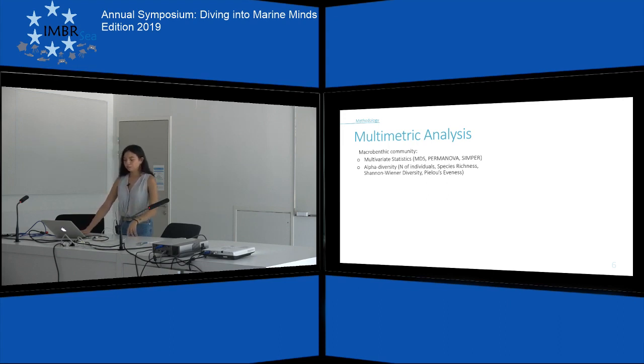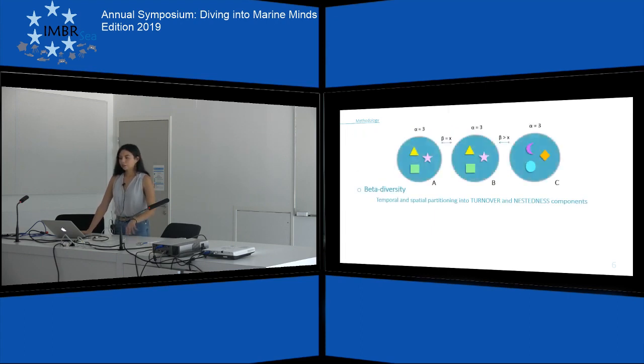The classical approach included multivariate statistics such as MDS, PERMANOVA, and SIMPER, and alpha diversity metrics to obtain the number of individuals, species richness, Shannon-Wiener diversity, and evenness in each station. I complemented these tests with beta diversity, which is defined as the difference in diversity between two different sites.